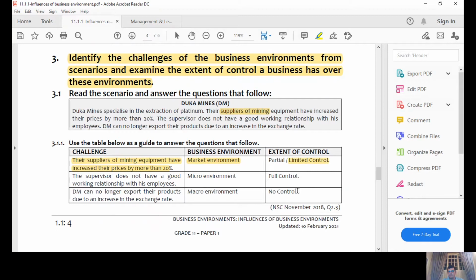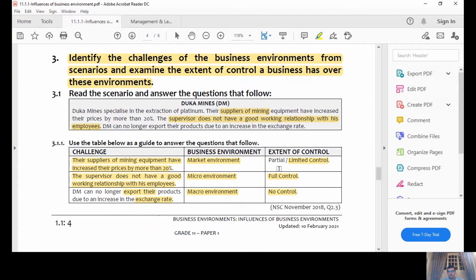The supervisor does not have a good working relationship with his employees. So employees and supervisor, we know that is part of the microenvironment, and we have full control over the microenvironment. Gr11E1.1 mines can no longer export their products. Exports and exchange rate, that is something we cannot control. It's part of the macro environment, which again we have no control over.